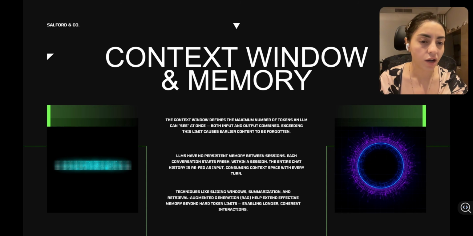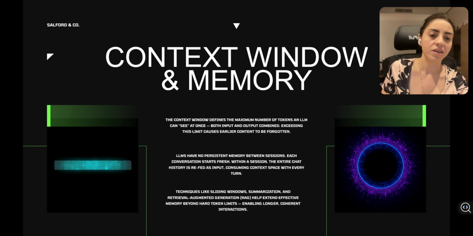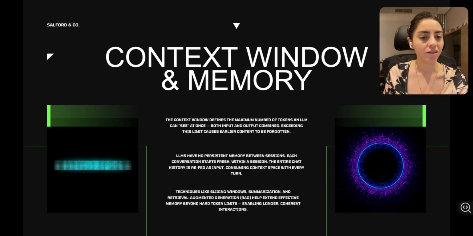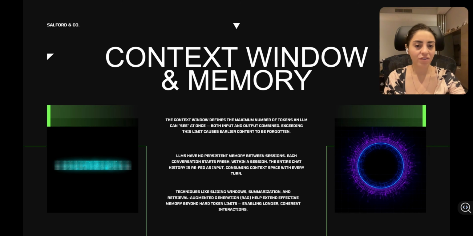You may have an entire library available, but only a certain amount of information can be open on your desk at one time. Memory is different. An LLM doesn't automatically remember every previous interaction forever. Applications can build memory around it by storing information externally and retrieving it when needed. RAG, or retrieval augmented generation, is a good example of this.